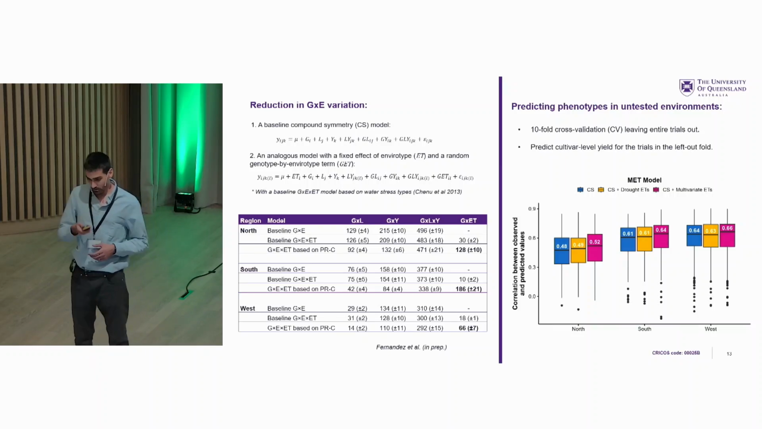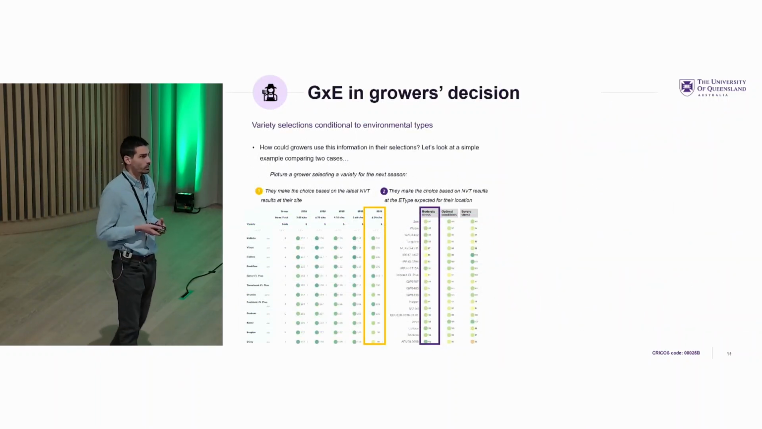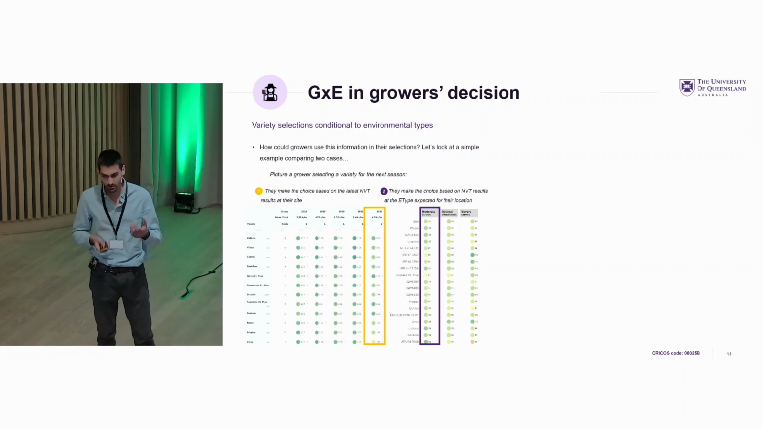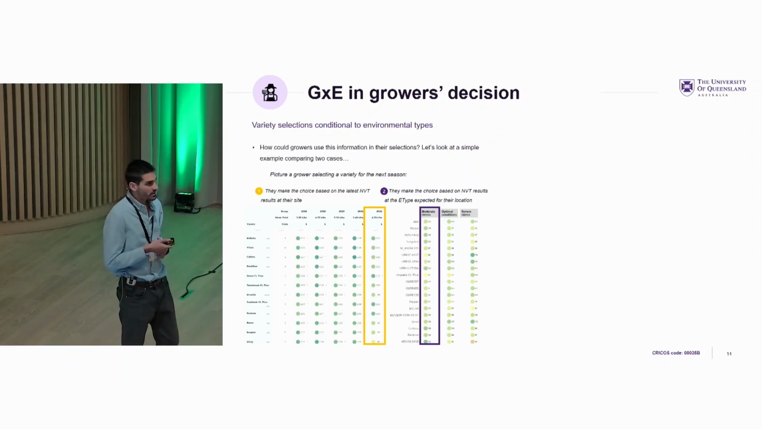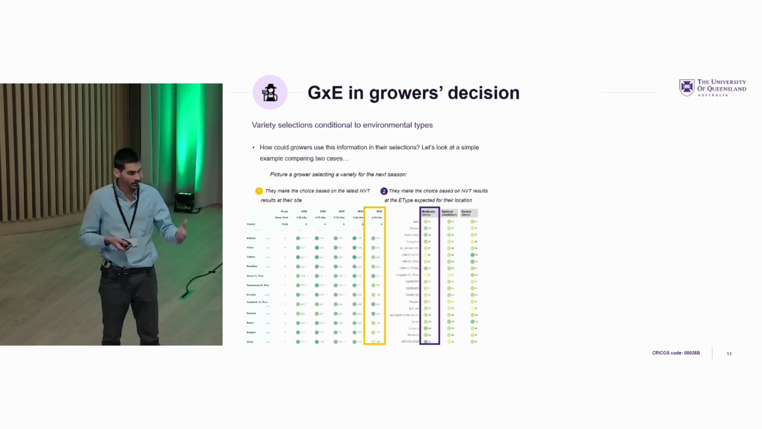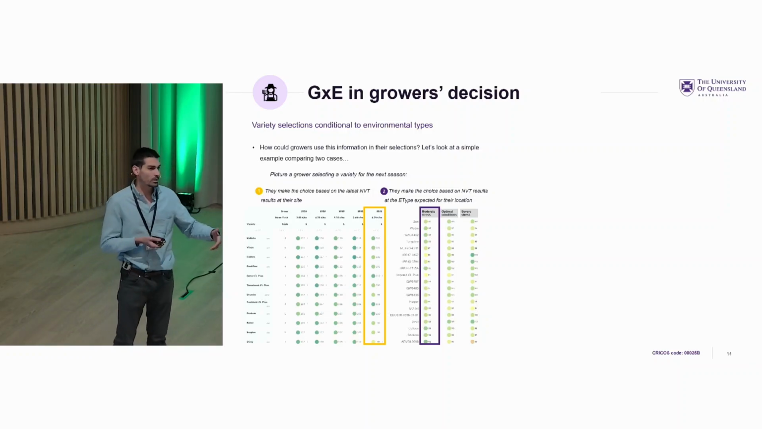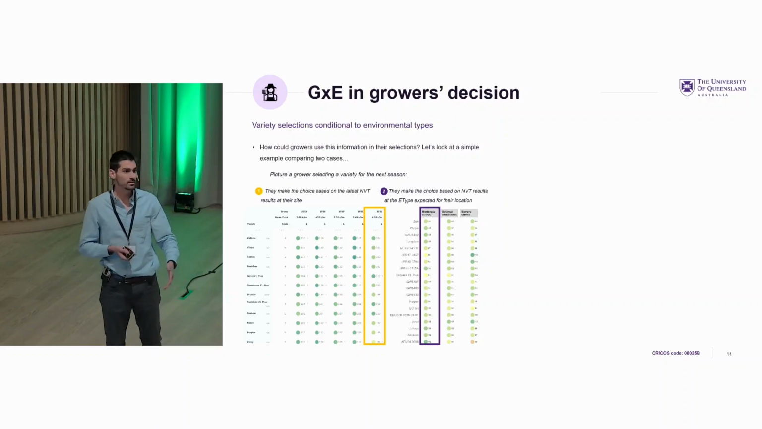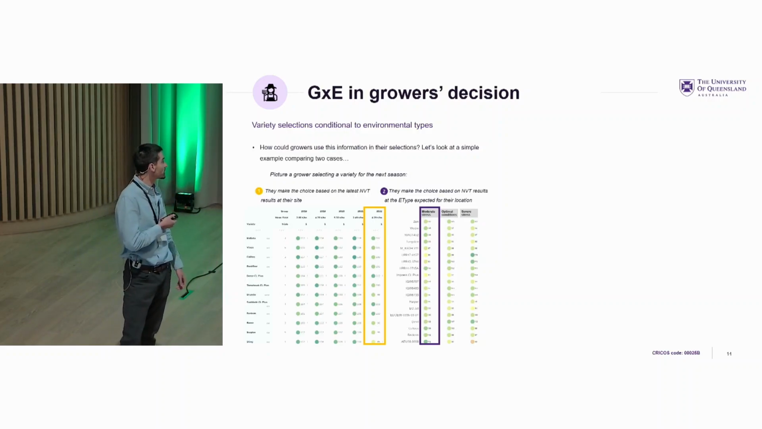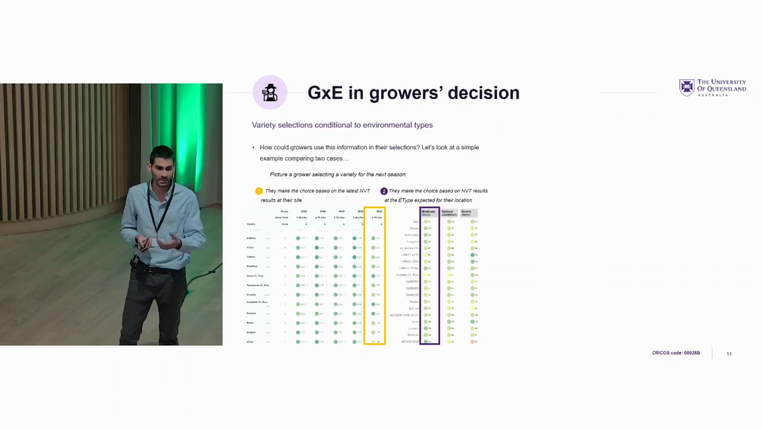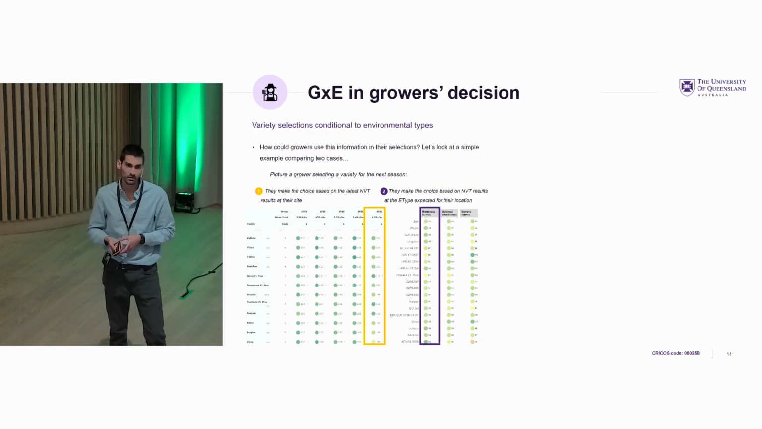But again, the question was, what does it mean for a grower, or how can a grower use some of this information? So we performed a small example of how the grower would use it. Imagine a grower on the next season trying to select the variety they're going to plant. The common approach is to go to the website, look at last year's season for their location, select the variety based on the highest performance and plant that one. The other approach was, what if you use the expected envirotype for that given location, for that given season, and select based on that.